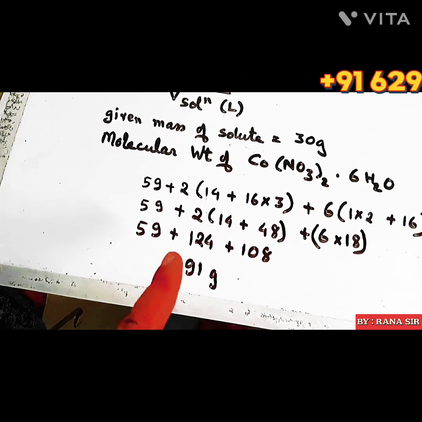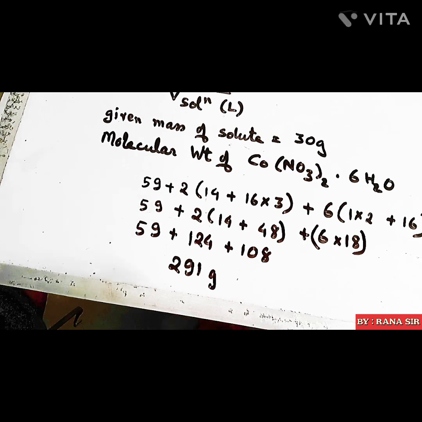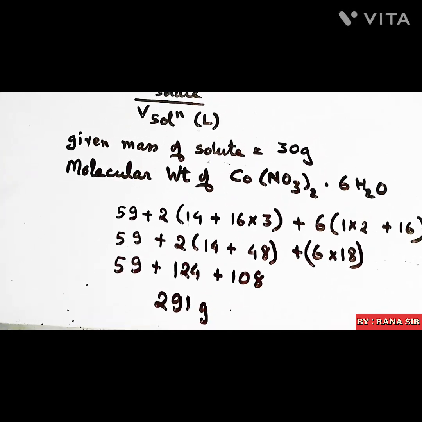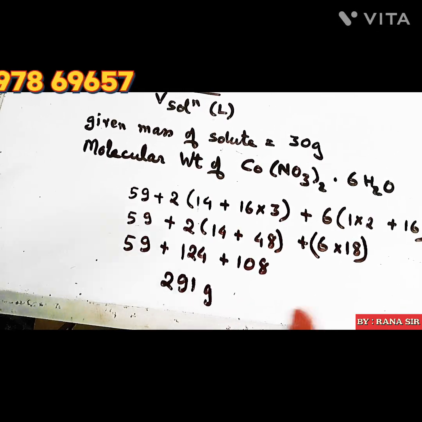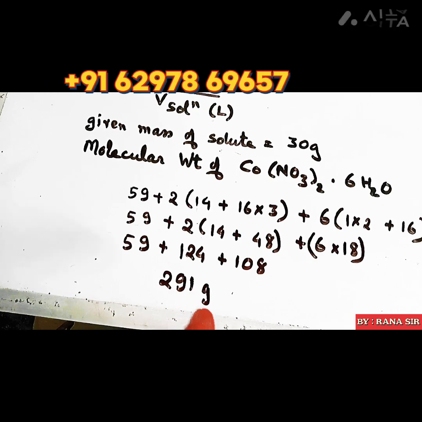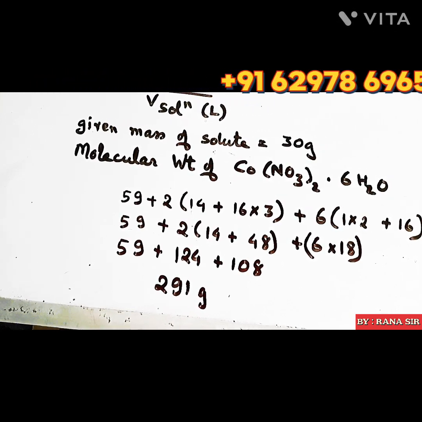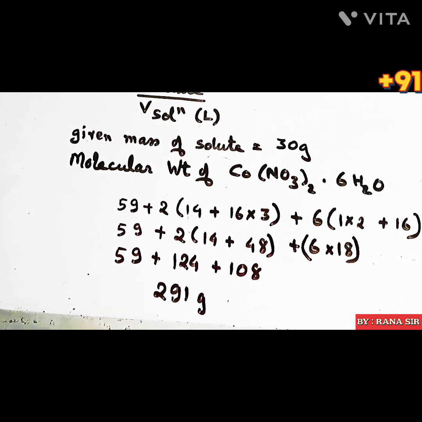So 59 plus 124, when we solve it, we get 124 plus 108. It comes to 291 gram. What is this? This is the molecular weight of cobalt nitrate. So now we have got the given mass and the molecular weight. By dividing, we will get the number of moles of cobalt nitrate. Let's do it.